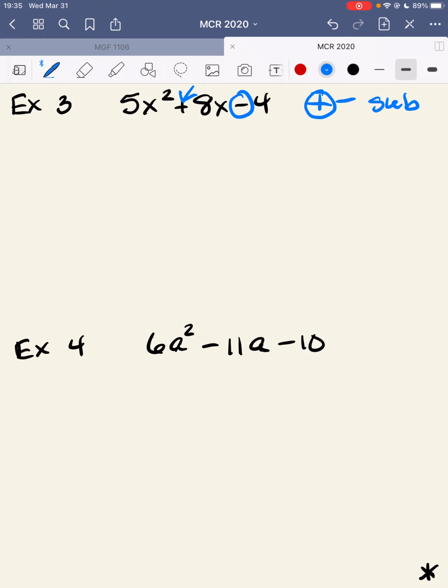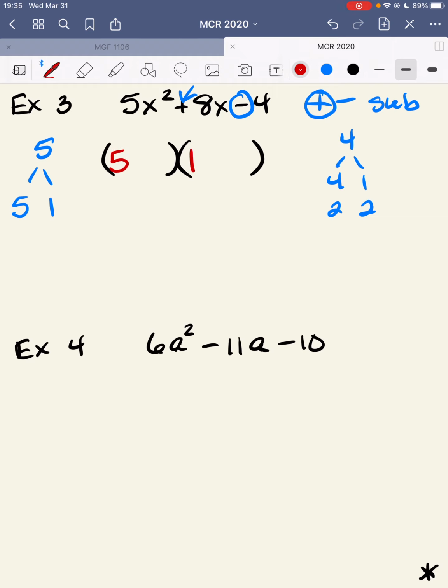All right, so factors of 4. I have a couple choices. I have either 4 and 1 or 2 times 2. For 5, I only have one set of factors. I have 5 and 1. Let's go ahead and set up our binomials. Now, because my 5 only has one set of factors, these are the ones I'm going to place in my binomial, and they are not going to move.